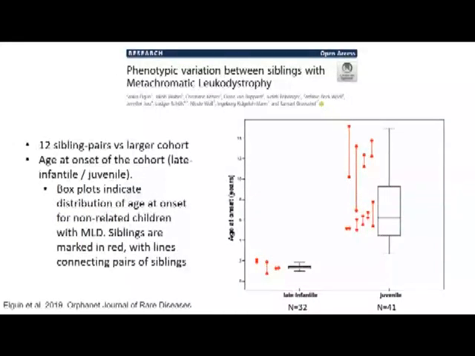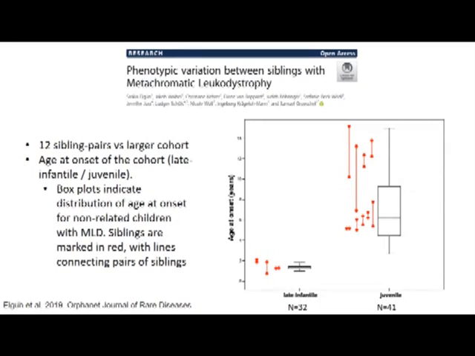It's important to note that when we do identify a molecular cause for metachromatic leukodystrophy, there's actually a reasonably good genotype-phenotype correlation for the late infantile form. And so if you look at the age of onset for individuals with late infantile MLD, which is shown in the box and whisker plot, and we compare sibling pairs as shown by connected red dots, there's a very homogeneous distribution for age at onset.